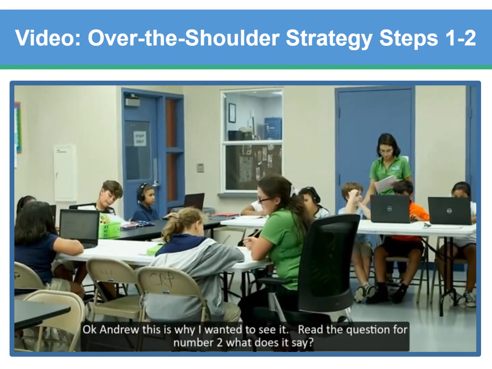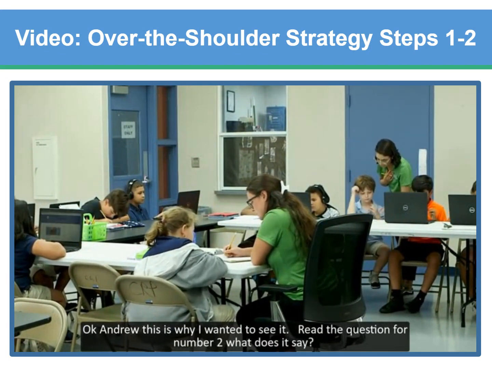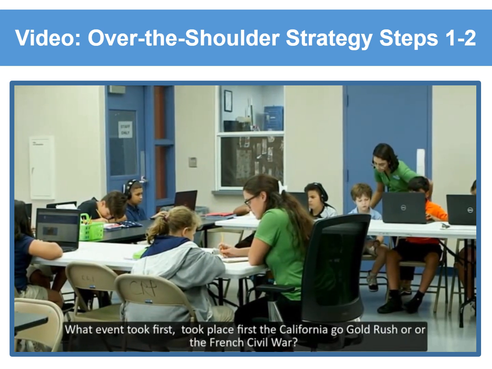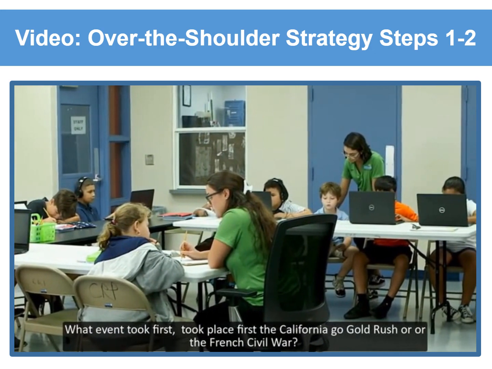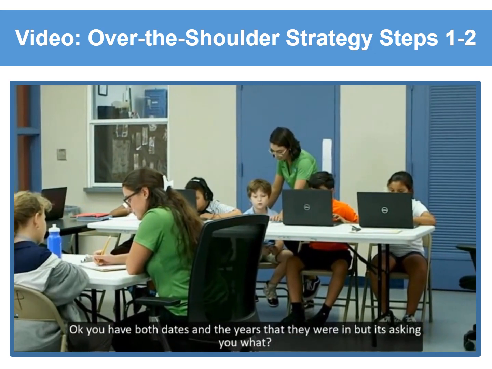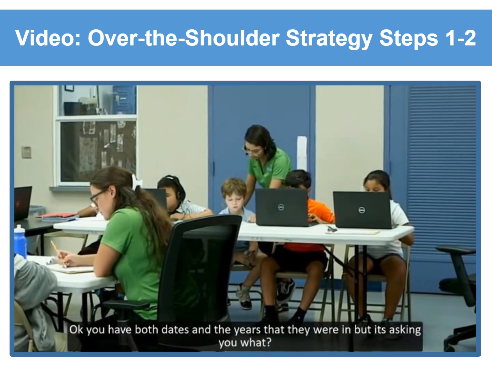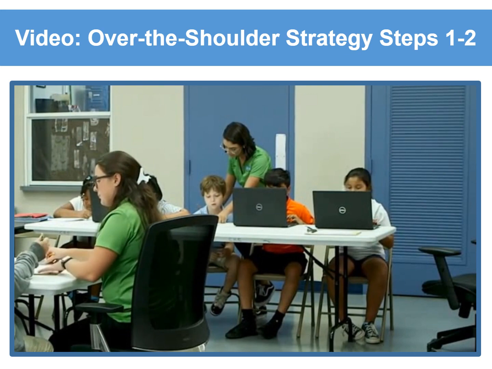Okay, Andrew, this is why I wanted to see it. Read the question for number 2. What does it say? What event took place first? The California Gold Rush or the Civil War? Okay, you have both dates and the years that they were in, but it's asking you what? What took place first? Which?